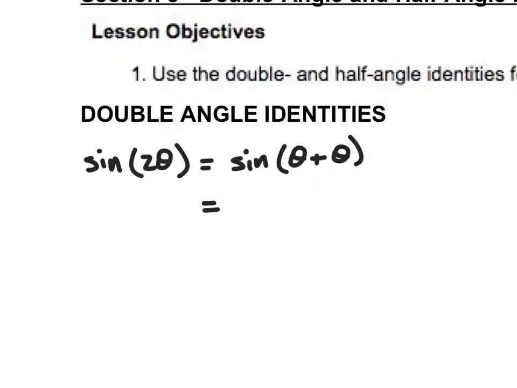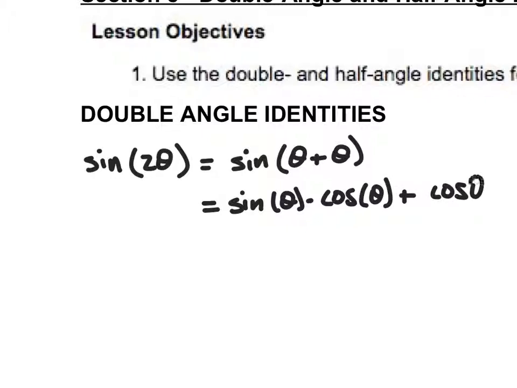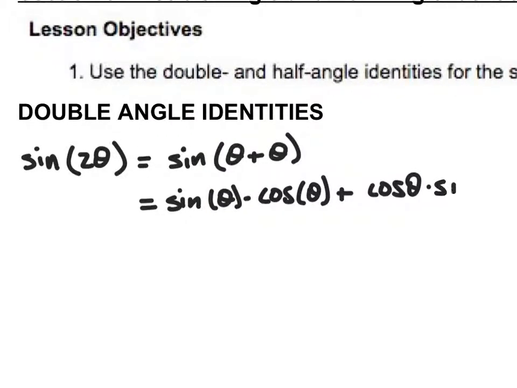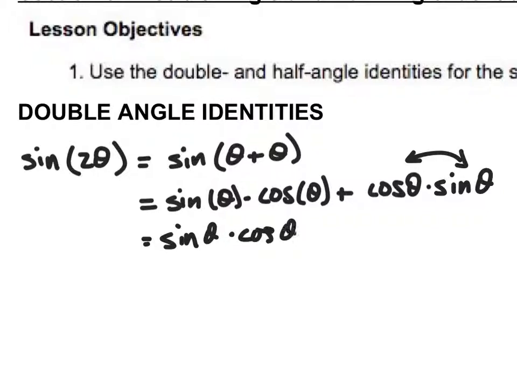And so sine, cosine, cosine, sine. So I'm going to do sine of theta times cosine of theta plus cosine theta times sine theta. Now, we can simplify this. What I can do is reorder these on the right side.